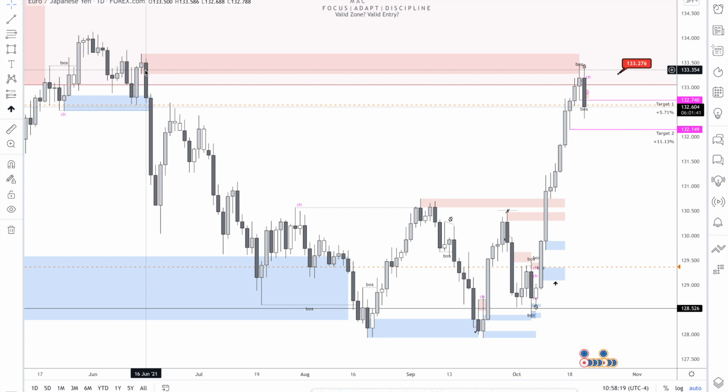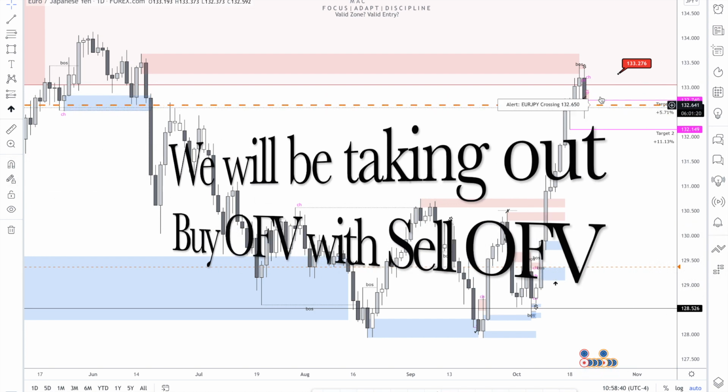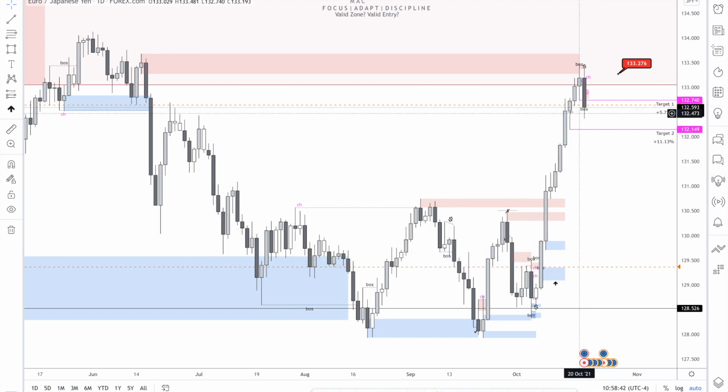Now, we might not hit our 11.13% target until tomorrow. And if we don't, that's completely fine, because looking at this daily candle here, yes, we could push to the downside, but we might have a small stall with price before it pushes to the downside, which is going to give us perfect opportunities to take buy positions, or more sell positions within this overall trade.